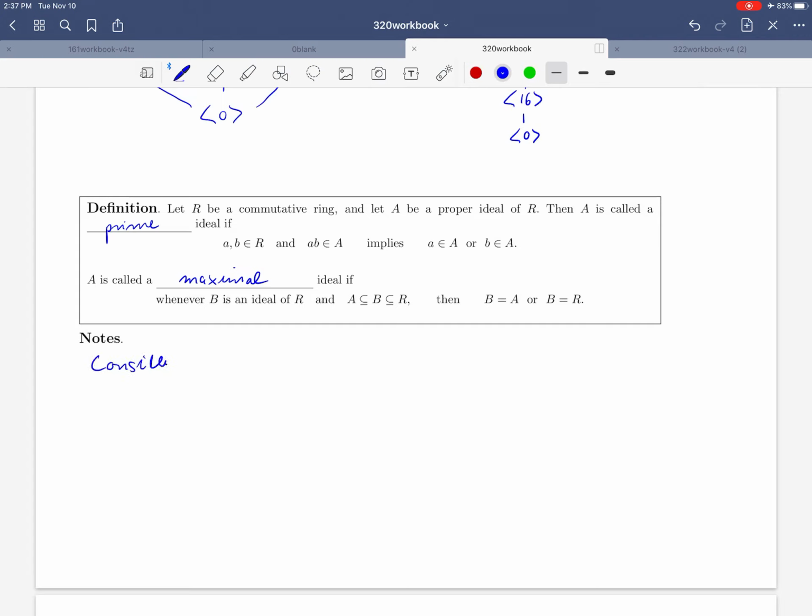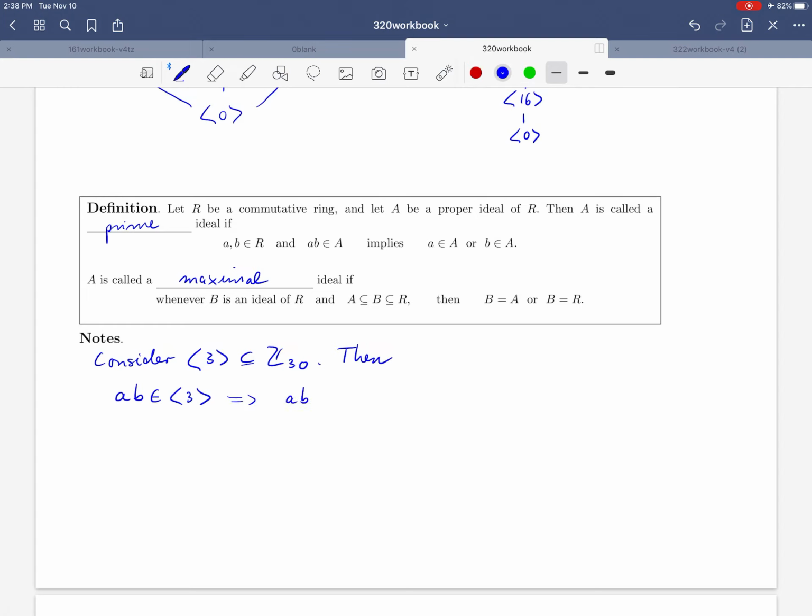Let's consider the principal ideal generated by 3 from our example Z30. It's a principal ideal. Is it prime? Is it maximal? So let's look at prime first. Suppose we have a times b in here. Then what can we say?